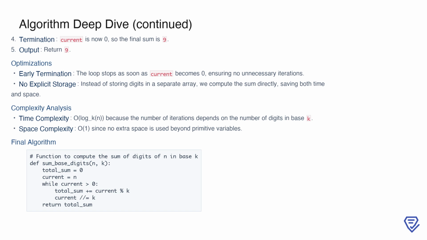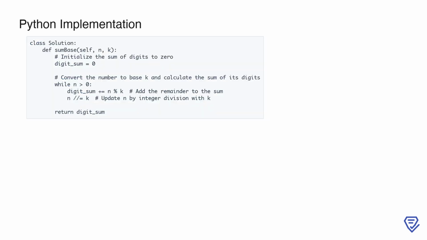In terms of complexity, the time complexity is log_k(n), as the number of iterations is proportional to the number of digits in base K. The space complexity is O(1), since no extra space is required beyond the primitive variables. The final implementation of the algorithm is both concise and elegant, relying on a simple while loop to perform the computations. By directly summing the remainders during base conversion, it ensures that the solution is both time efficient and space efficient. This solution efficiently calculates the sum of digits of a number n when represented in base K.